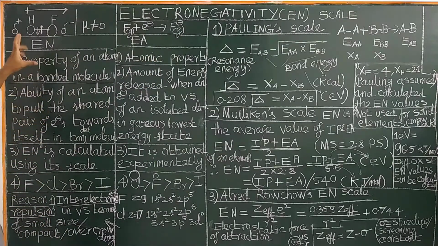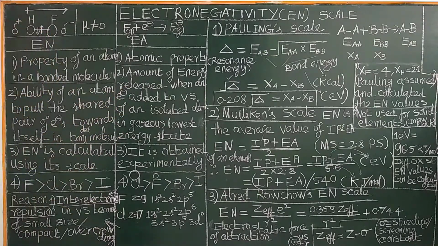Okay. Now, let us define what is electronegativity. It is the tendency of an atom to attract the bonded electron pair towards itself in a bonded molecule. Or it is defined as the ability of an atom. Fluorine is more electronegative, therefore it will pull the shared electron pair towards itself. The ability of an atom to pull the bonded electron pair towards itself in a bonded molecule.